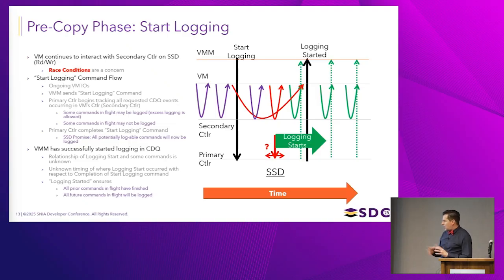And for any unknown commands, the good news is that the completion has solved any race conditions. You know the boundary condition there. So the prior commands in flight have finished, and any future commands will be logged.